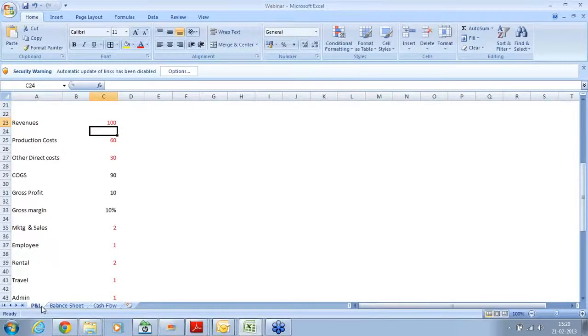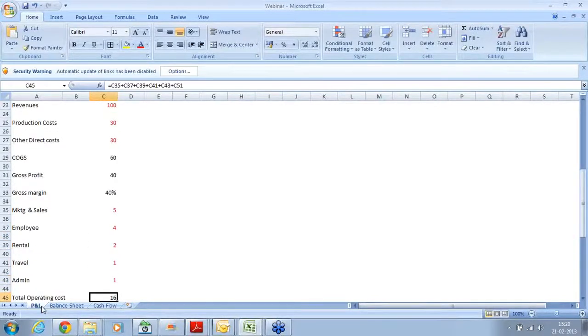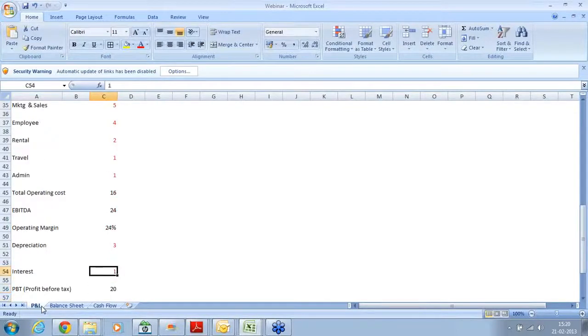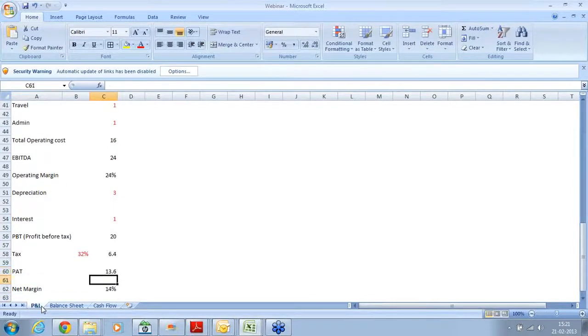So let us now bring this gross profit back to a more respectable figure. So here your gross margin is 40%, and increasing your marketing costs, your employee costs, you made a 24% operating margin. You paid your interest. You've got PBT. You've got tax. You've made a profit.